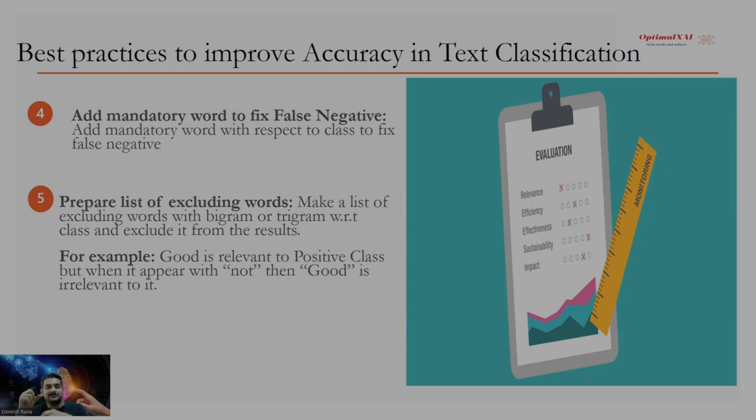For example, good is a relevant word for the positive class. If we see good in any sentence, in our case the sentiment analyzer, then we see okay, good is an important feature. But when it appears with not, then good is not relevant for the positive class. So if good is coming with not, then we can penalize good or we can exclude good. This way we can fix the false positives and false negatives.